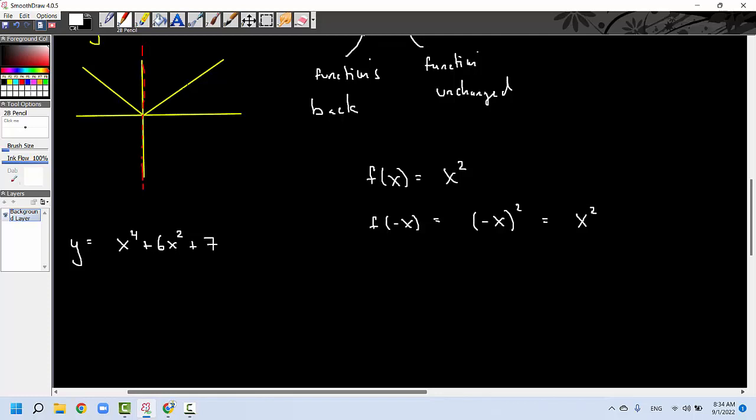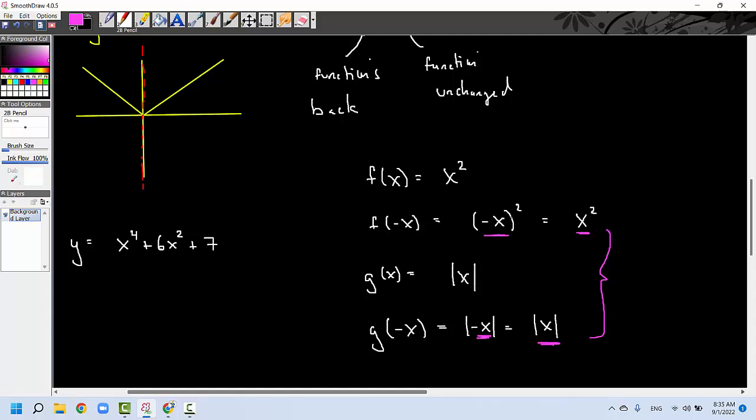So same thing with this absolute value example. Let's say I call it g of x. If I say g of x is equal to the absolute value of x, which means g of negative x would be the absolute value of negative x. And of course, if I was to take the absolute value of anything negative, I would just get the absolute value of itself. And so notice how in both examples here, sticking a negative inside the function did not change the nature of the function at all. And that's why both of these functions, x squared and the absolute value of x, are both even.